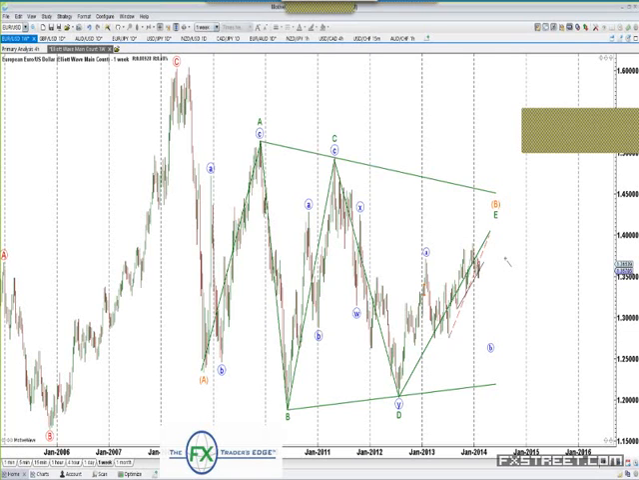Because of course, once we find the end of the E wave, price is gonna start moving down again, at least to test the triangle line. That's gonna be the 124 area in the long term. So now we need to focus on this price action, finding the end of the E wave.